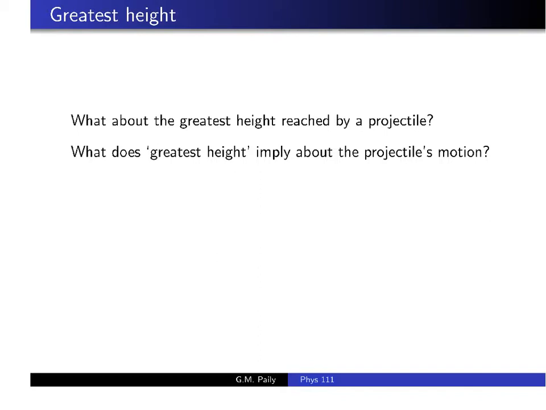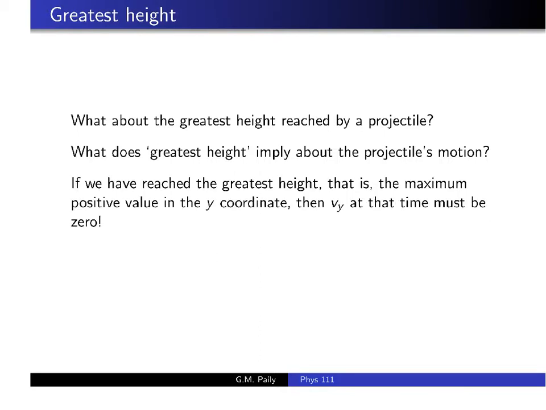Let's look at some other properties of this projectile motion. What can we say about the greatest height reached by a projectile? In fact, what does the greatest height imply about the projectile's motion? At the greatest height, we know that since the y-coordinate has reached its maximum value, Vy must be 0 at that time.